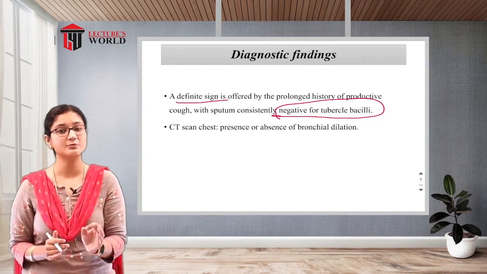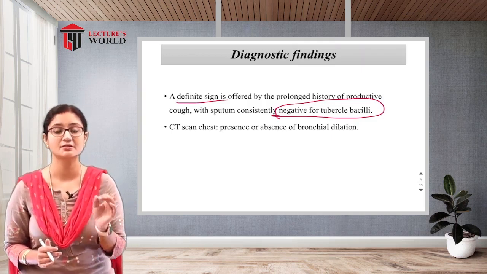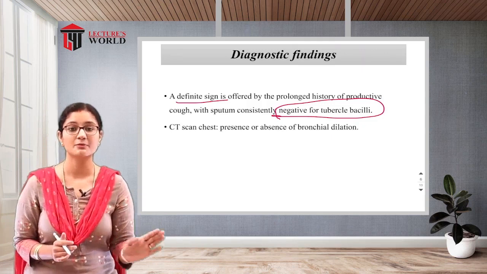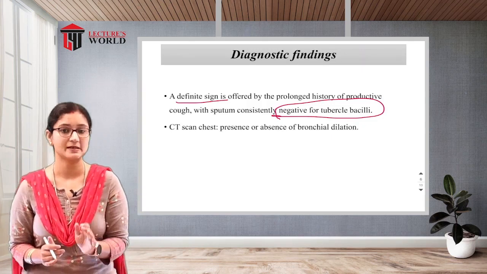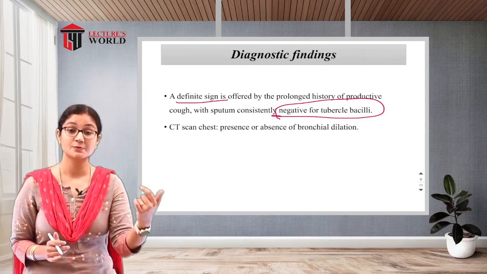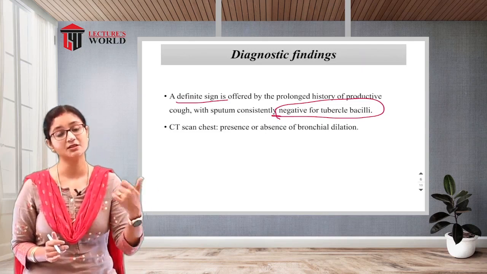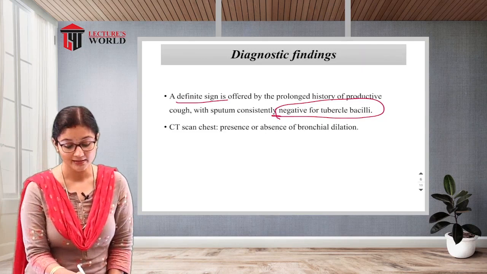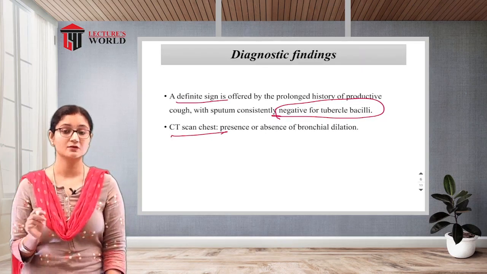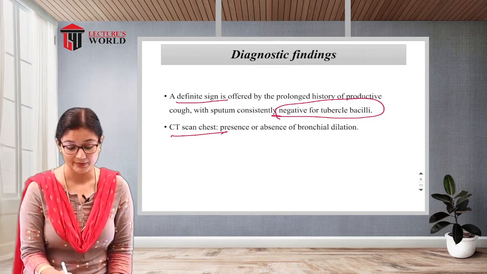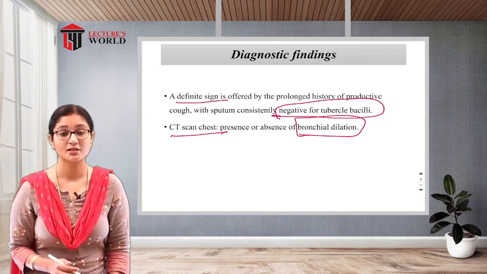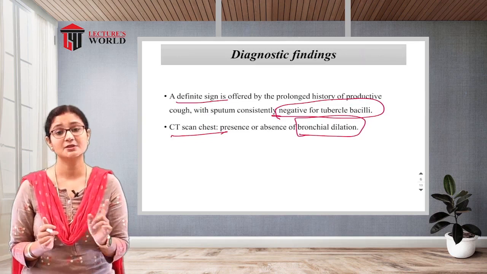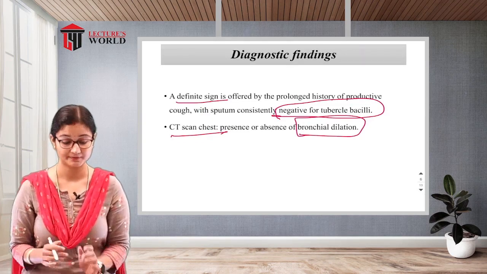So this is very important, you should never forget to write about this in diagnostic findings, that the person should be negative for pulmonary tuberculosis, that is, the tubercle bacilli. Then only we can say that this person can be a patient with bronchiectasis. Okay, so never forget to write this. Next is CT scan. When we do the CT scan of the chest, we can nicely see the presence or absence of bronchial dilation. When there is bronchial dilation, that means this person is suffering from bronchiectasis.